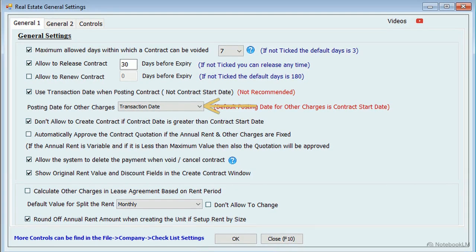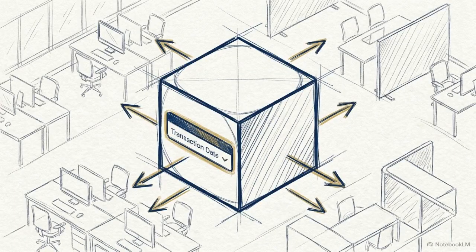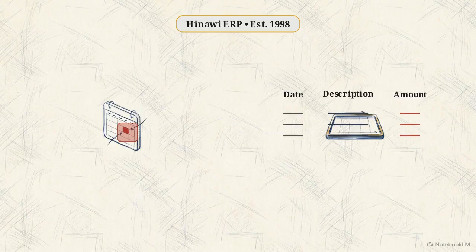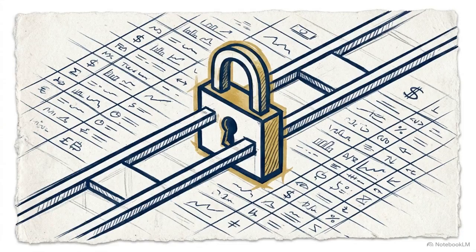Notice the drop-down menu for the posting date for other charges. This drop-down carries significant accounting implications. Align these settings directly with your internal finance department standards. Hinawi ERP, established in 1998 and operating in Arabic and English, processes complex accounting operations in the background. Precision in your date settings is mandatory. Locking precise date rules prevents backdating contract manipulations, permanently securing the integrity of your ledger.